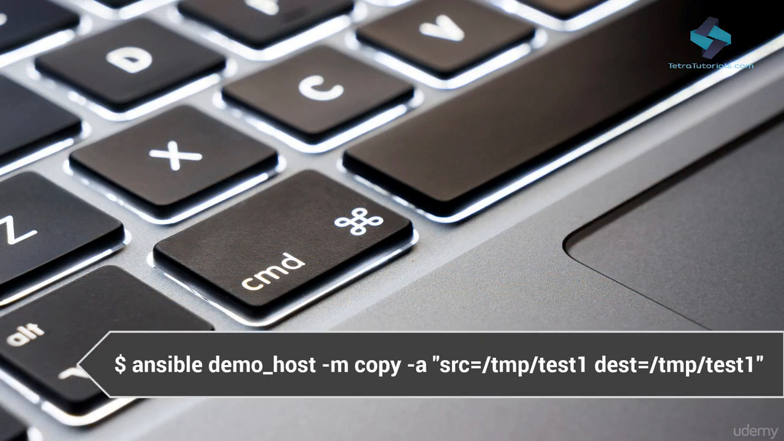Now let's review a sample Ansible command and break it down into its components. Of course, it starts with Ansible. The next parameter is the host group. In our example, its value is demo_host. Next is the module name, specified with the -m option. Here, the particular module name we are using is called copy.